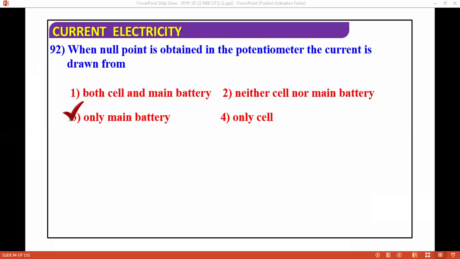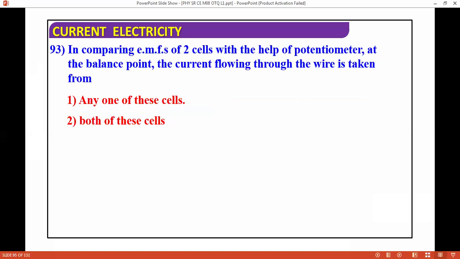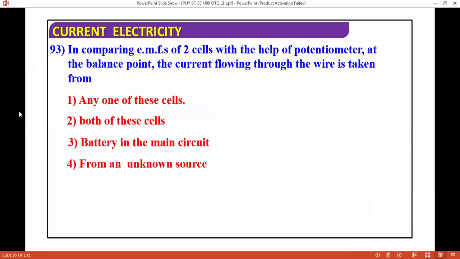Next question: in comparing the EMFs of two cells with the help of a potentiometer, at the balance point, the current flowing through the wire is taken from what? The answer is the battery in the main circuit. Again, it's a good question. Next, we are moving to the next question.